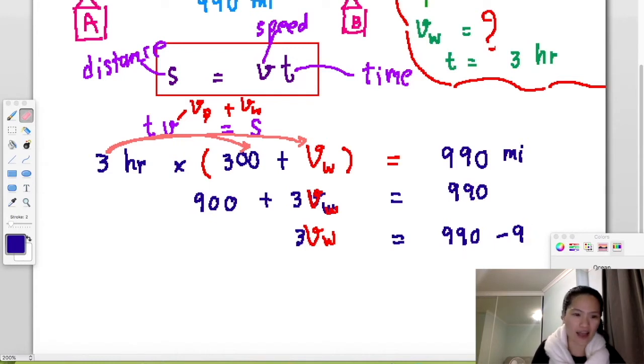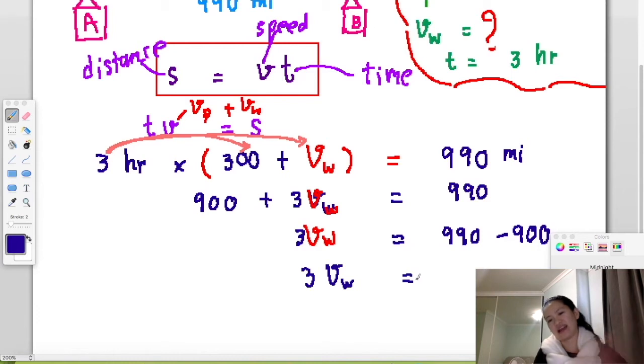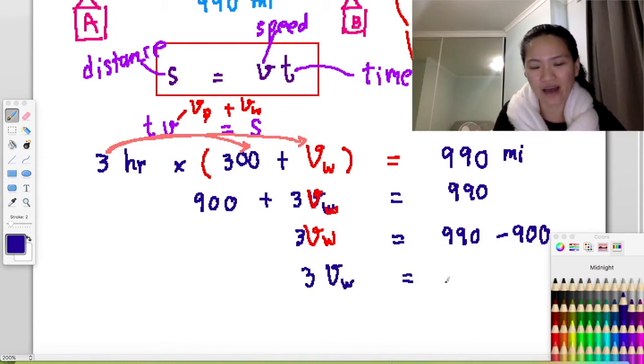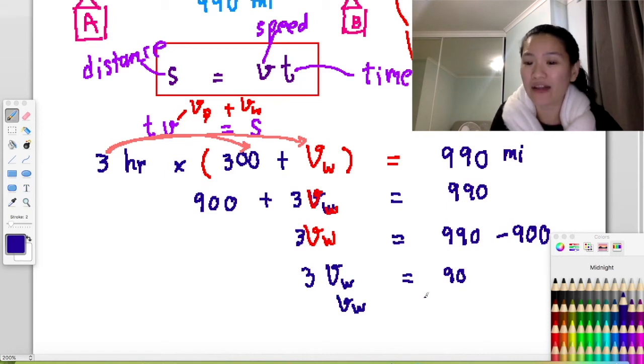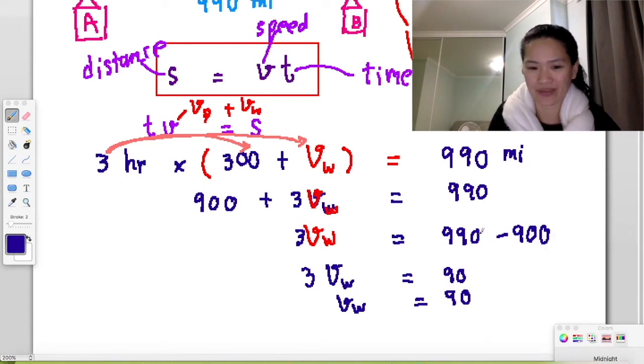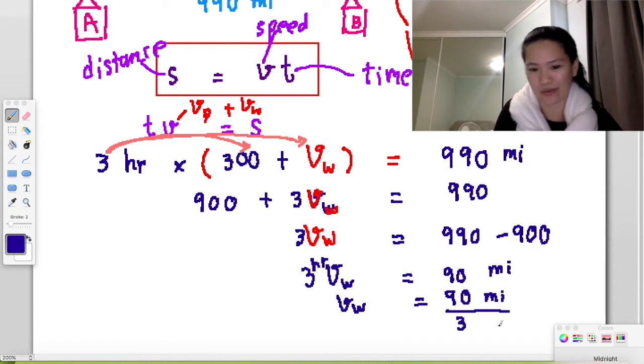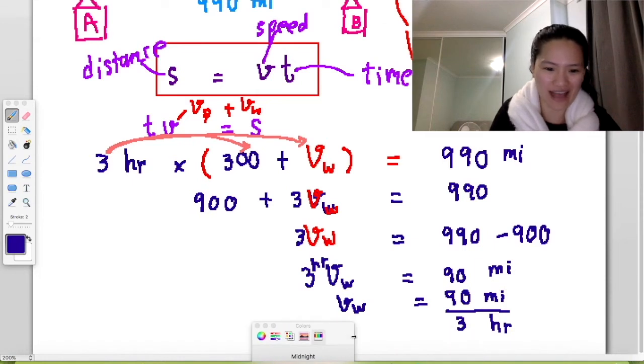Negative 900. So 3VW equals 990 minus 900, which is 90. VW equals 90. But don't forget, the distance unit is mile. The 3 is 3 hours, so when I move 3 hours here, it's 90 miles divided by 3 hours. Hour is still here. I think you get the answer now.